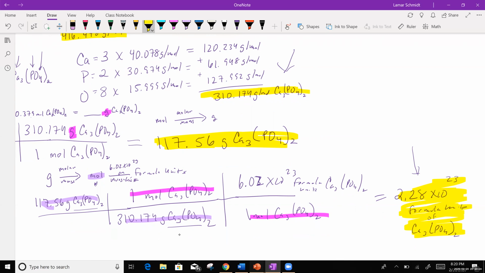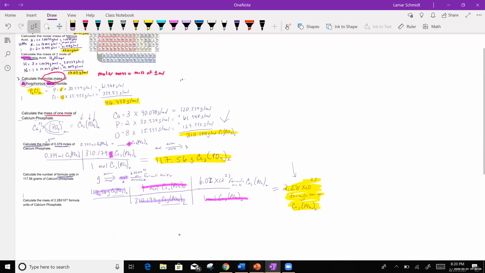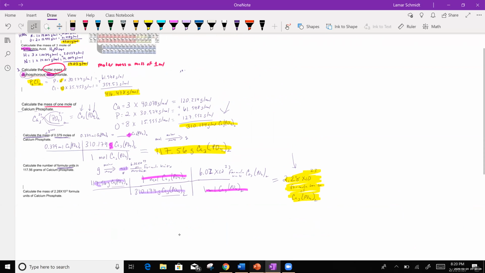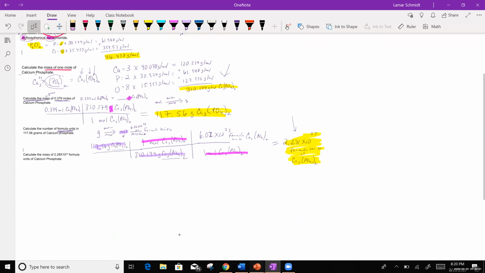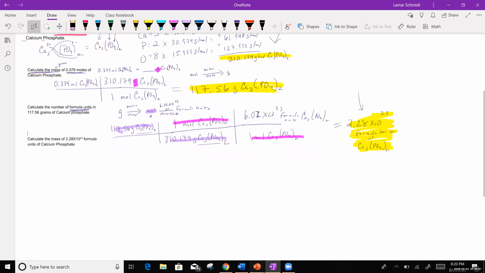All right, and then our last problem, and I've made all these very connected, in case you didn't know. We looked at the molar mass, then we found the mass of 0.379 moles. I used the same mass, and sure enough, we said that's 2.28 times 10 to the 23rd. But now we're going to calculate the mass of 2.28 times 10 to the 23rd formula units of calcium phosphate. And I bet you already know the answer to this, but we're going to set up our bracket anyway.